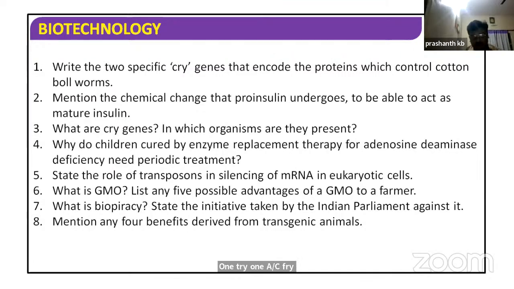2 marks question. Mention the chemical change that pro-insulin has to undergo to act as mature insulin. What is the chemical change? Removing the C peptide, with A and B chains of insulin joined with a disulfide bond. This is the answer. Third question. What is the cry gene? Crystalline gene.